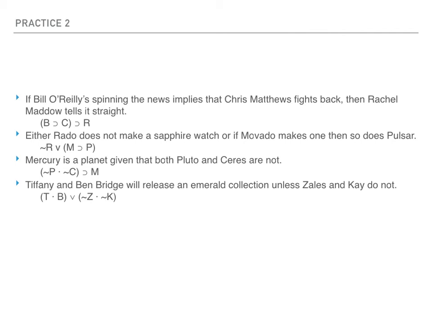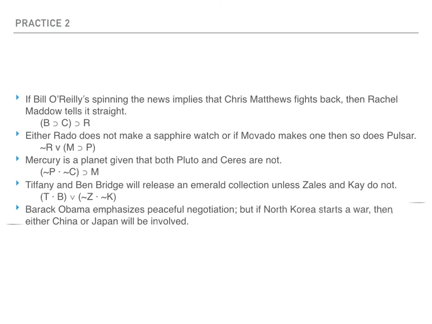Okay, so now remember, this is a pretty complicated sentence, but sometimes we say things like this and we want to understand the conditions under which it would be true. And the rules that we have developed can help us understand that. Okay, so what about this sentence? It says, Barack Obama emphasizes peaceful negotiation; but if North Korea starts a war, then either China or Japan will be involved. Okay, so we know how to do this.